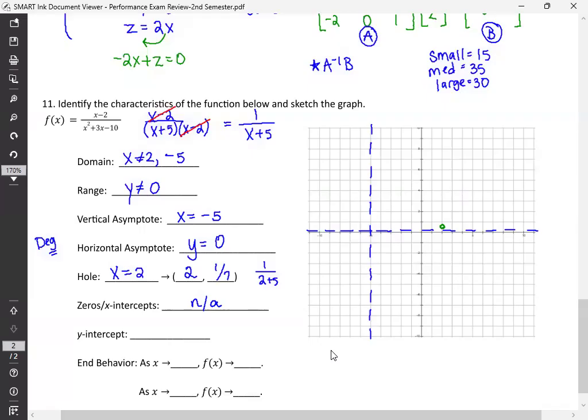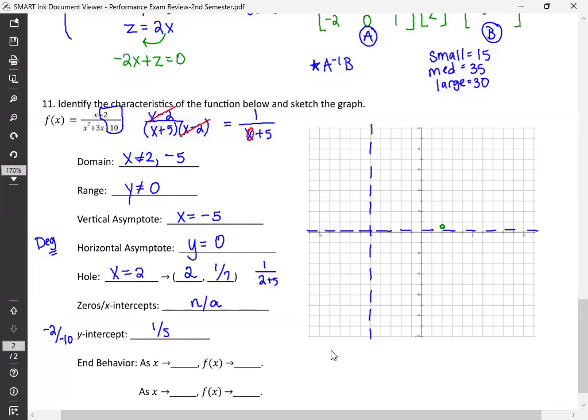Then for the y-intercept, that's when you plug in zeros for all of your x's. If you go back to your original equation and you put a 0 everywhere you see x, or you can actually use the 1 over x plus 5 version too. If you plug zeros in, you're just going to be left with -2 over -10. -2 over -10 would be 1/5. You, again, look over here at 1 over x plus 5. If you put a 0 right here, that just gives you 1/5. Whether you do it in the original or the simplified, you should get 1/5.